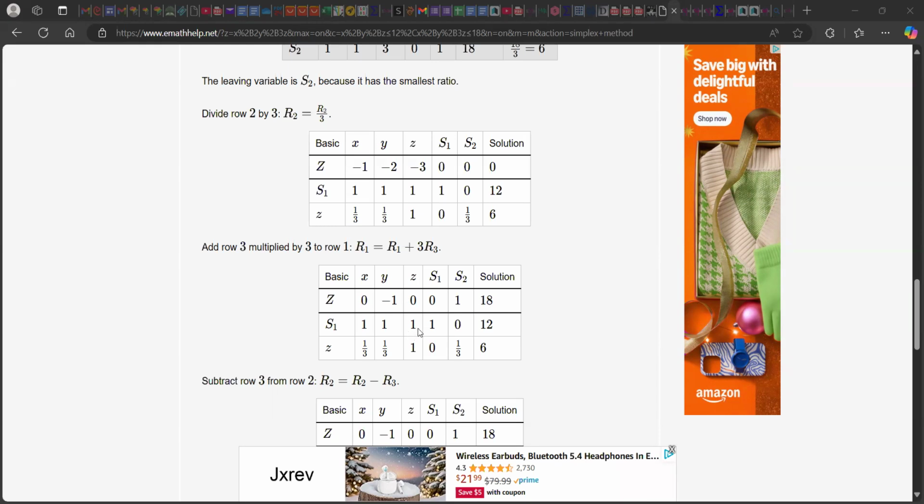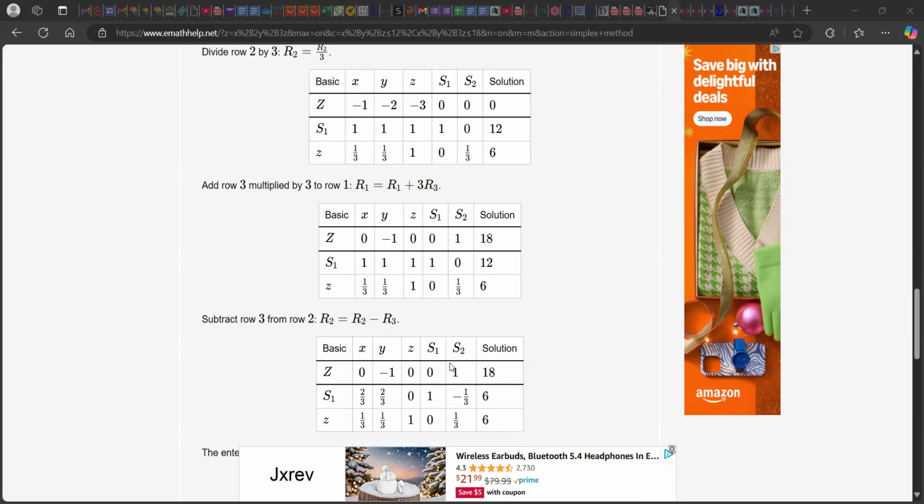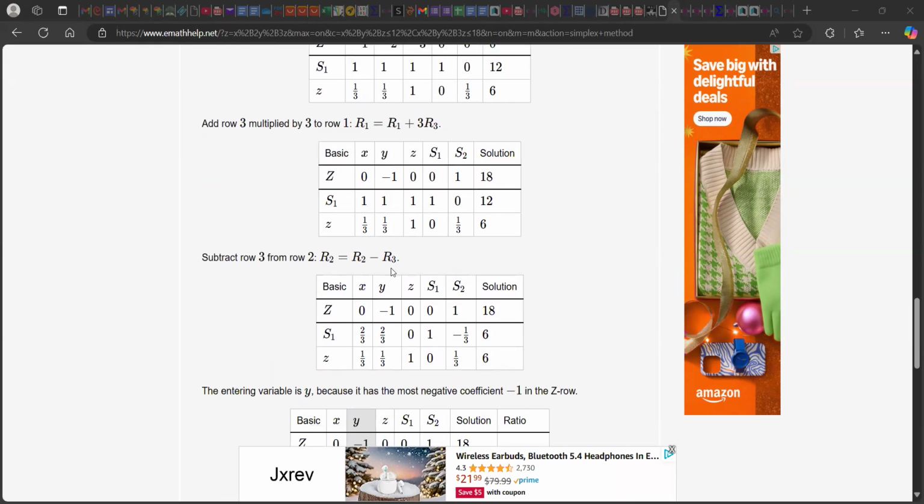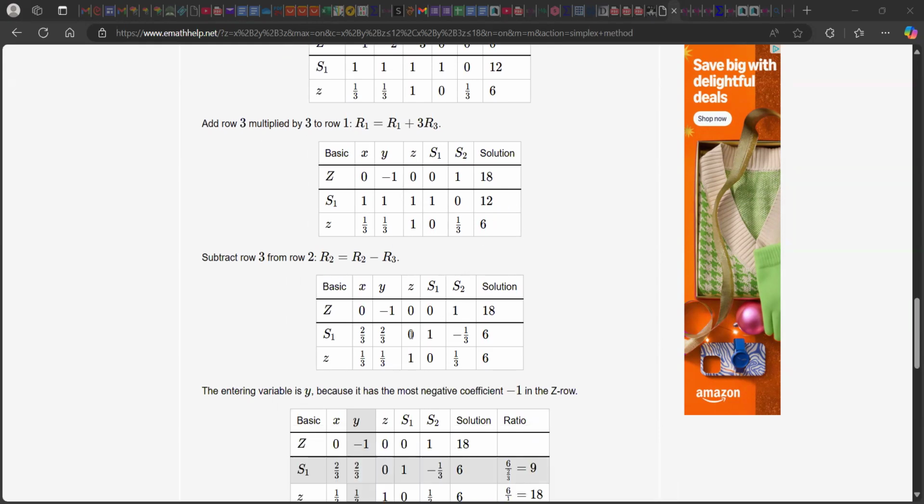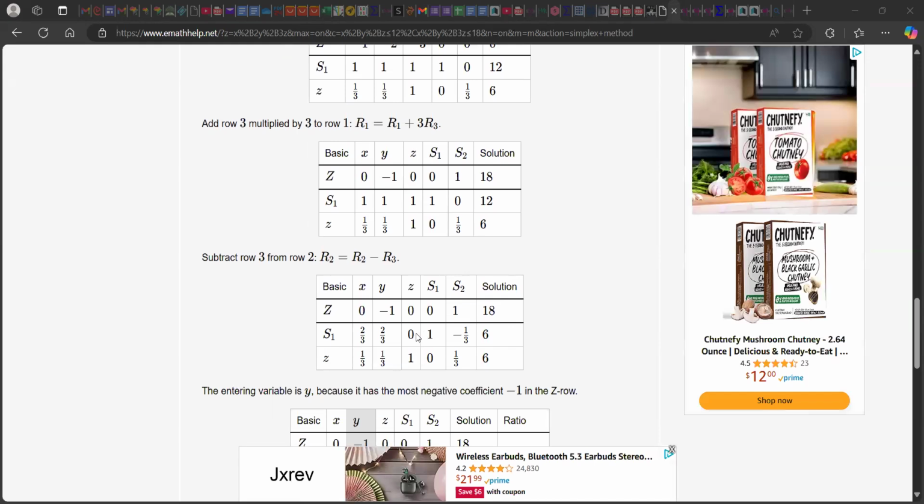Your next step is to make this one into a 0. Notice what you do. You simply subtract row 3 from row 2. You subtract this row from that row, and you get your 0 there, right? Of course, these numbers are going to have all kinds of values.